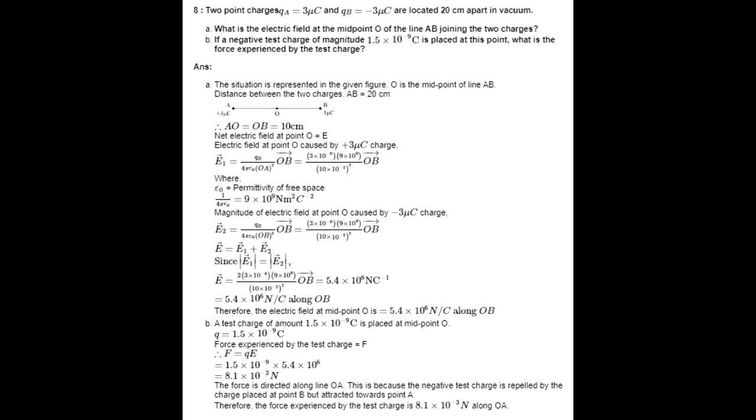Question 8. Two point charges, QA is 3 microcoulomb and QB is minus 3 microcoulomb, are located 20 centimeter apart in vacuum. From the value of charge, you can say this is a system of equal and opposite charges separated by a certain distance, so it is a dipole. What is the electric field at the midpoint O of the line AB joining the two charges?